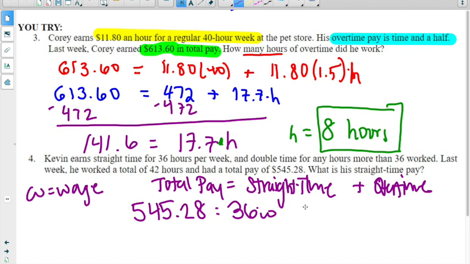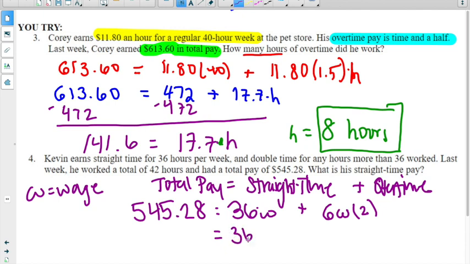For his overtime, we know that he earns double time for any more than 36 worked. So he worked 42 hours, which is 6 more than 36. So he worked 6 overtime hours. So this expression is going to be 6W times 2, because 2 is for the double time, 6 is for the number of overtime hours that he worked, and W represents that straight time hourly rate, okay? If you're confused by that, just let it sink in for a second.